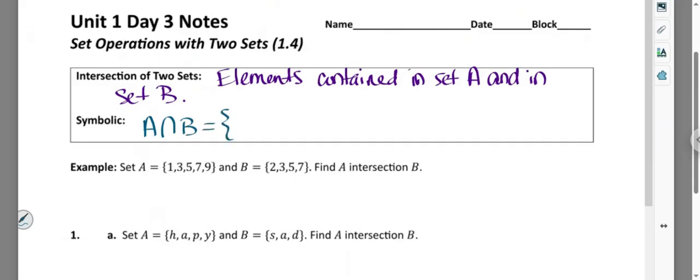It would be the elements that are in set A and in B. Okay, so that's what you would list. If it shows up in both sets, then you list it. All right. So the elements have to be in both for the intersection.